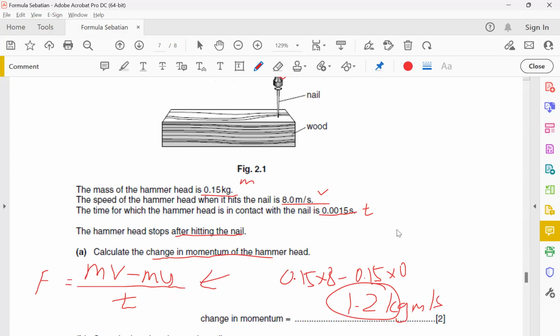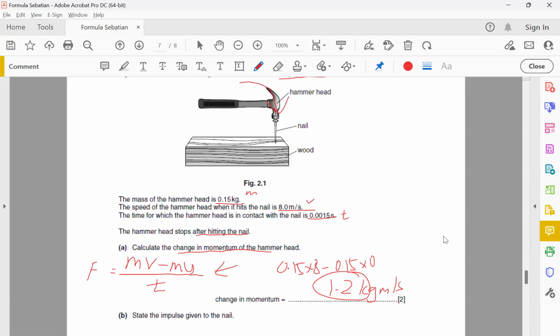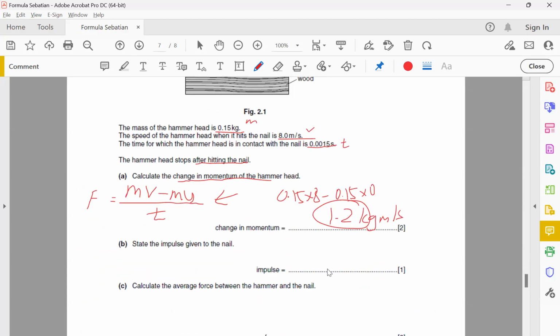Wow, you guys are quite bad at this chapter, I must say. We are gonna do more on this chapter, luckily. 1.2, you got it. Then after that, impulse. What's the answer for impulse? How to do it? It's 1 mark only. 4 times 9, you don't have force. Oh, it's the same thing, right? So can I just write 1.2 here? Yeah, because change in momentum is impulse, right?